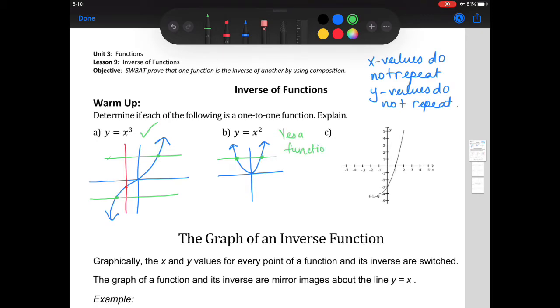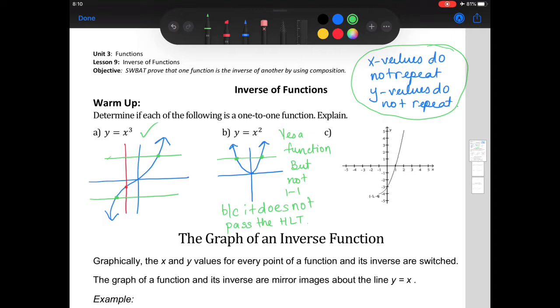Yes, a function, but not one-to-one, because it does not pass the horizontal line test. You can actually look at the table and talk about the same reasoning for it, or you can do it graphically. Either is fine.